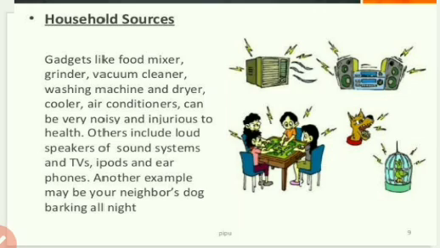Now the next important source is household or domestic gadgets. Gadgets like food mixer, grinder, vacuum cleaner, washing machine, dryers, coolers and air conditioners can be very noisy and injurious to our health. Along with these, other instruments we use in our domestic activities, like loudspeakers, sound systems, TVs, iPods and earphones, are also continuously adding to the noise pollution. So domestic gadgets are also responsible for noise pollution.